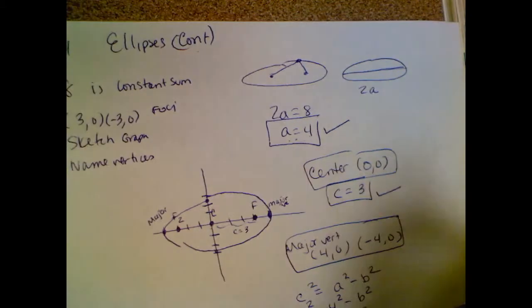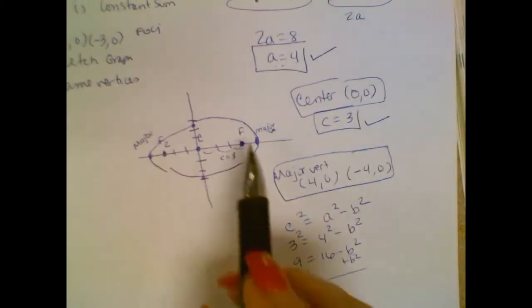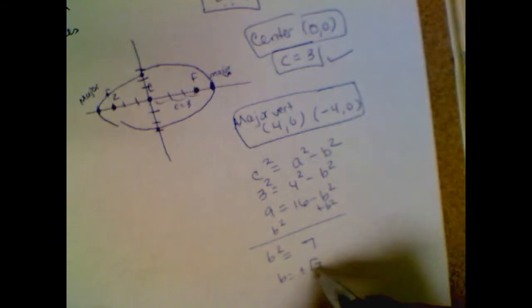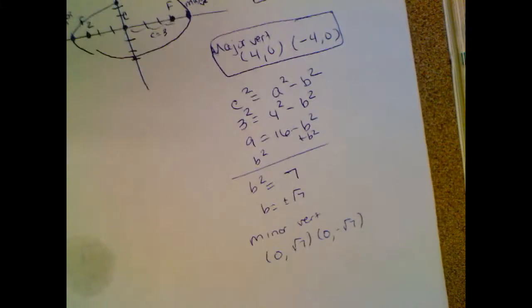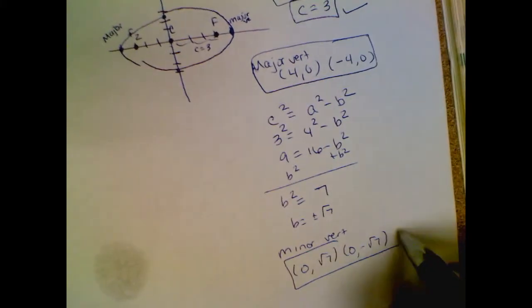Now the foci points should not be part of this ellipse. It's the majors and the minors. So what are the minors? So the minor vertices then are 0, radical 7 and 0, negative radical 7 if you want to be exact. You can use the decimals if you want.